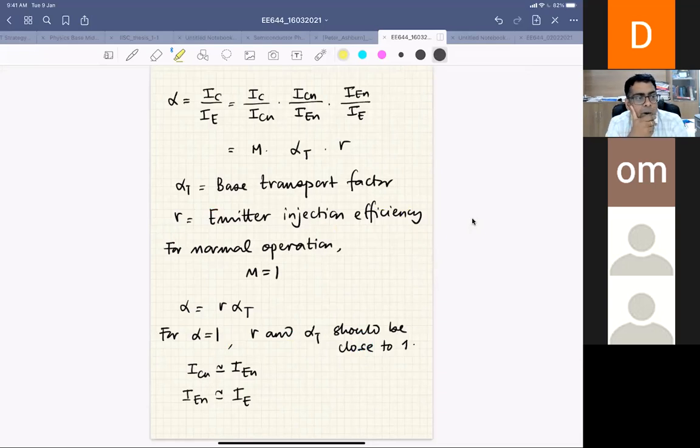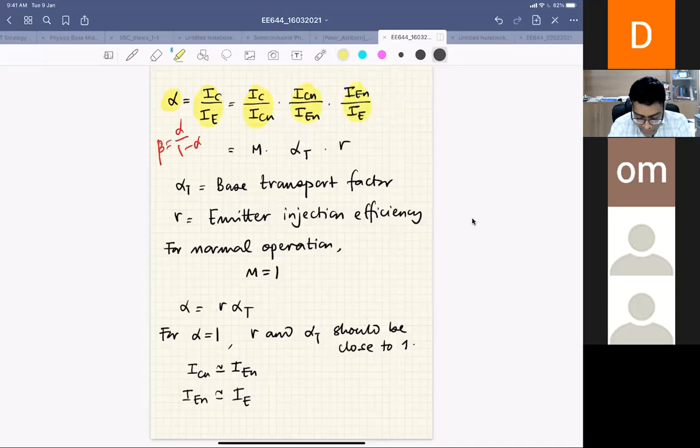We want our current gain. So this is alpha. Alpha is your common base current gain. You want alpha, IC by IE, to be 1, and beta, which is the common emitter current gain, alpha by 1 minus alpha, needs to be very high, right? So I could also write alpha as IC by ICN times ICN by IEN times IEN by IE.